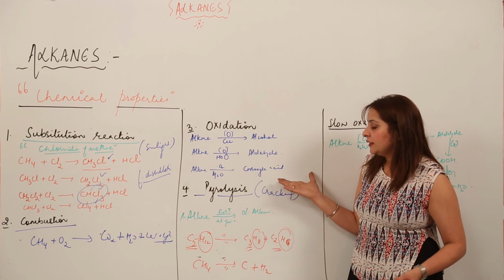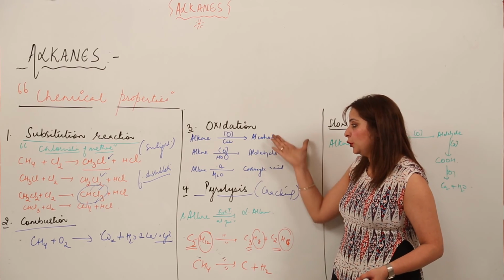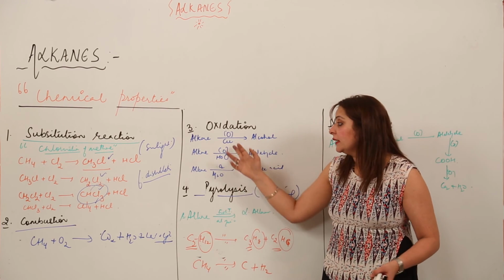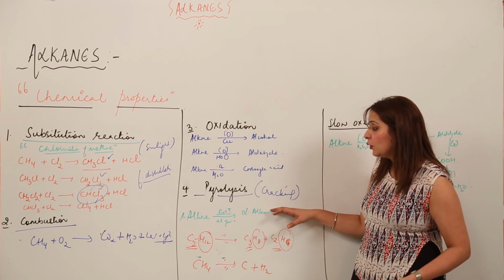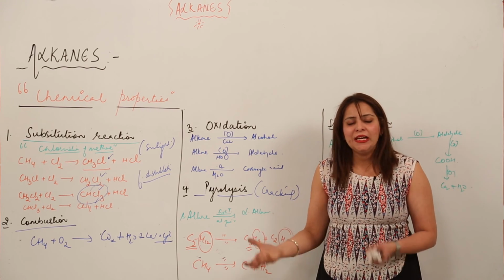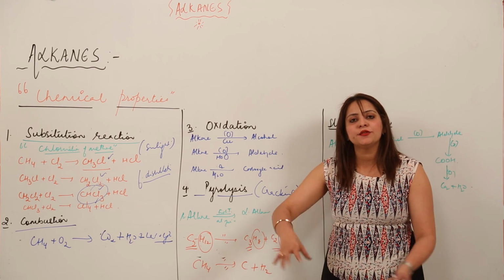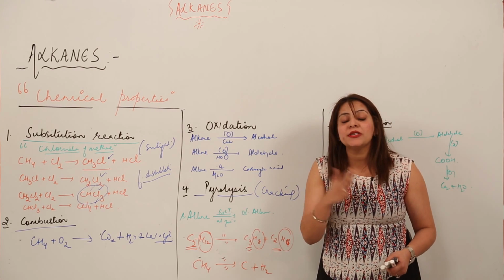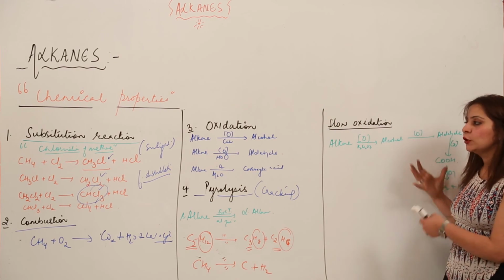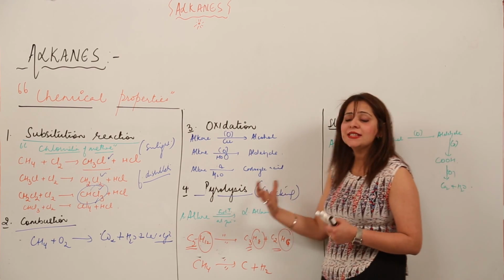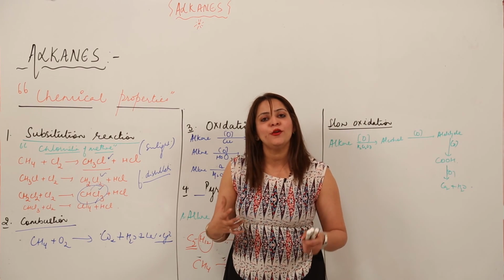When we talk of oxidation, we get different products depending upon the catalyst we use, so you need to remember the catalyst. Pyrolysis is the breakdown, which is very easy. You just need to break down the bigger alkane into lower ones, and keep in mind it should satisfy the number of carbon and hydrogen on the left and right side. And this is the slow oxidation process. So these are the chemical properties of the alkanes.